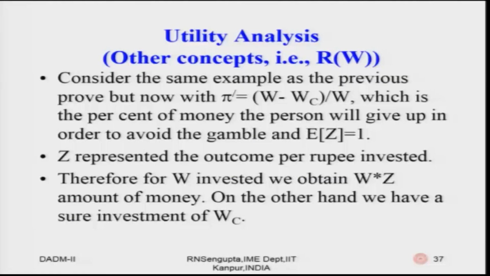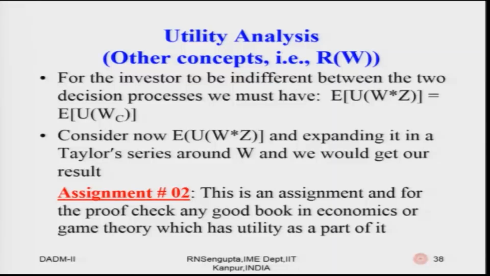So, Z is the outcome per rupee or per dollar invested, and if you remember, the expected value of Z is 1 in this case. Therefore, for W investment we obtain an amount of W into Z, and on the other hand we have a sure investment of WC, given on table 2, case 2, or the right hand side, as we were discussing. So, we want to balance the left hand side and the right hand side. We have found out A, now you are going to find out R also, for the investor to be indifferent between the two decisions on table A and table B.